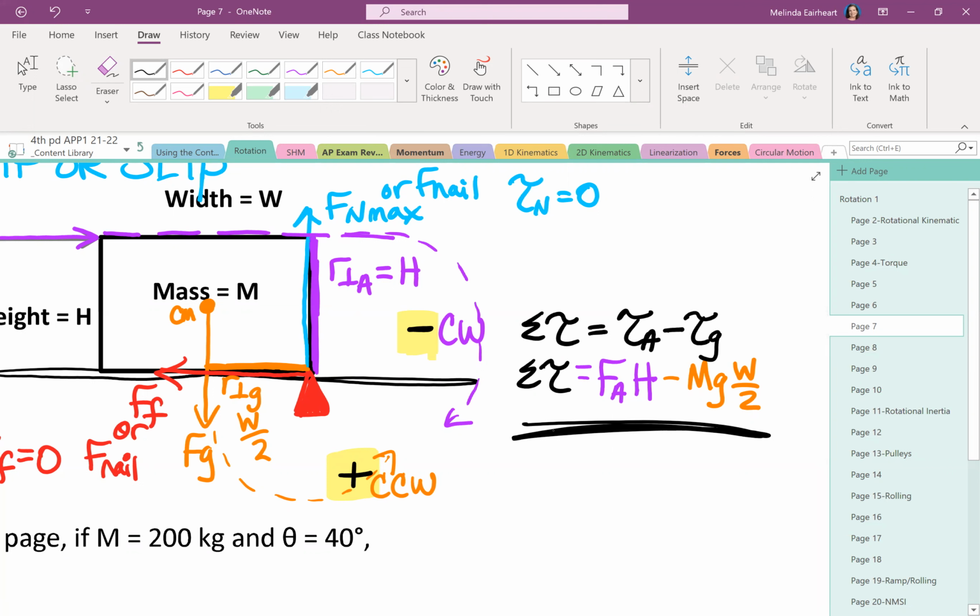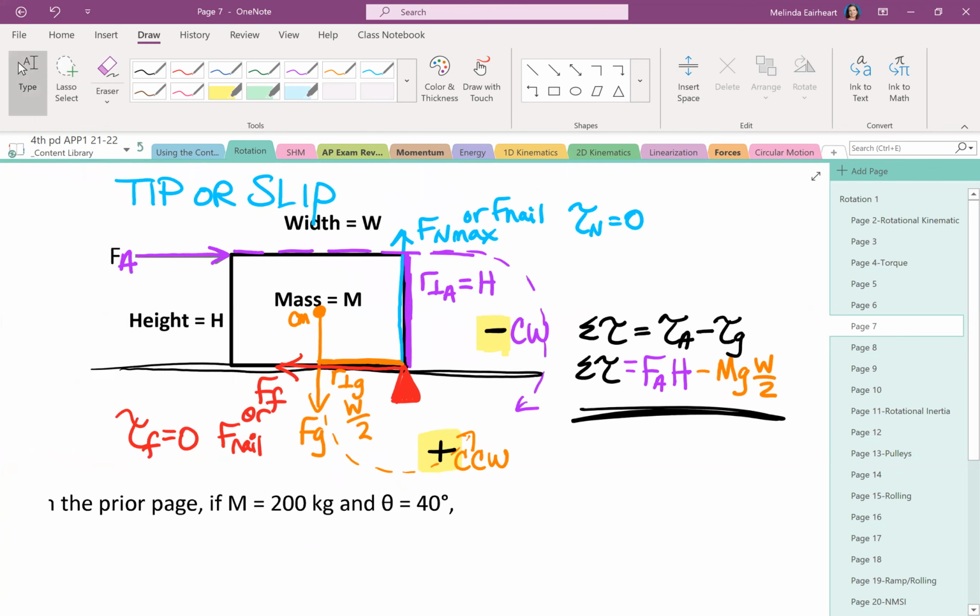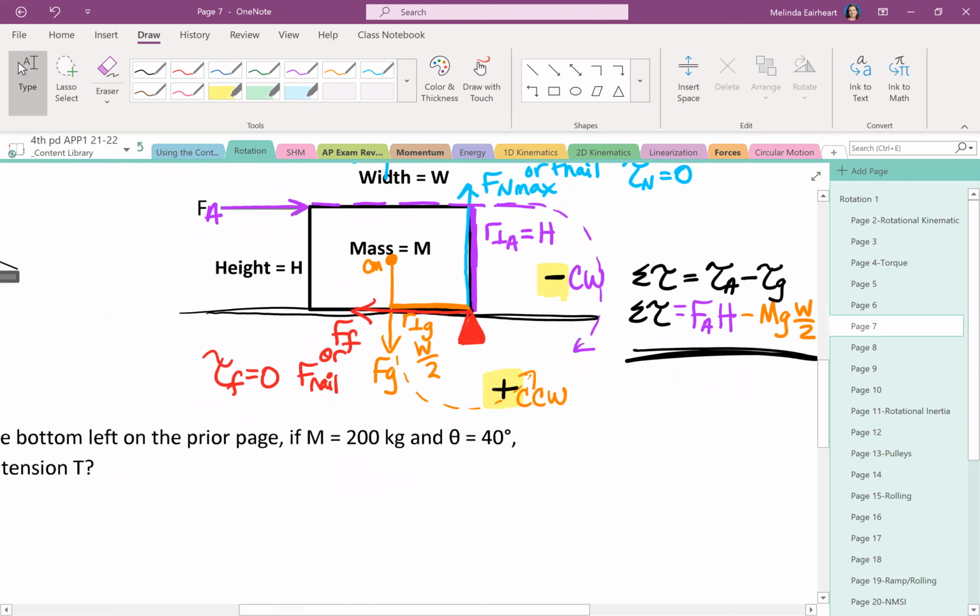Good? Okay. And then we shift to the left.